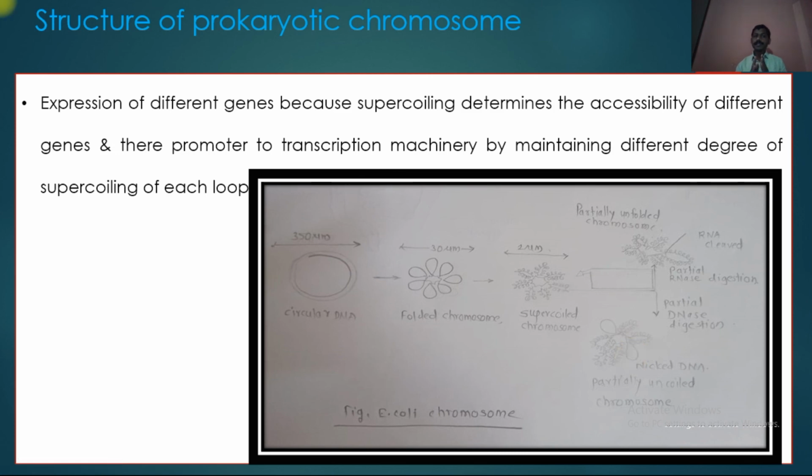In this way, the prokaryotic chromosome structure is present in the nucleoid.